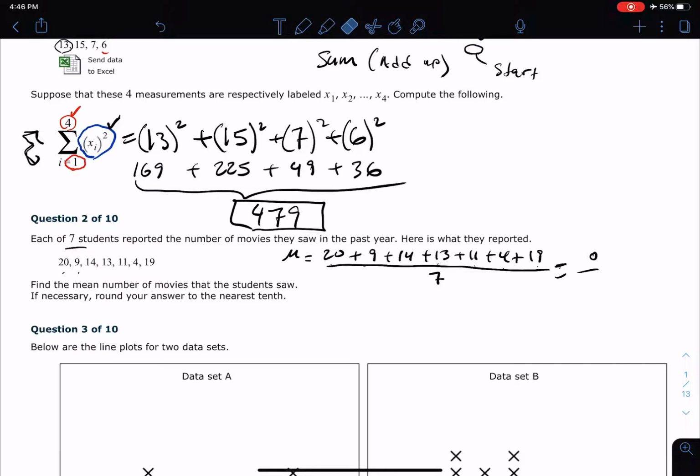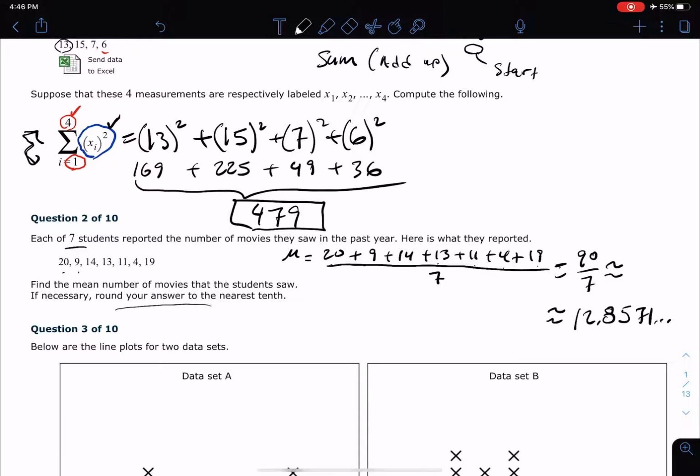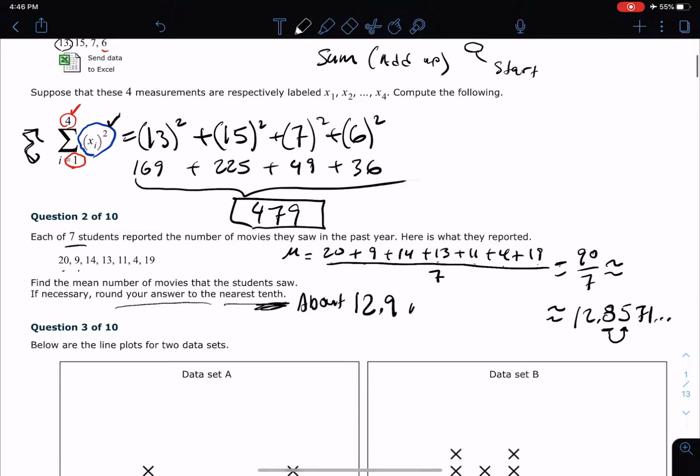90 over 7. And that is approximately 12.8571. And they said to please, if necessary, round your answer to the nearest tenth. So there's my tenths place, and I take a look at the digit to the right, that's 5 or greater. So we're going to round to the nearest tenth. That goes up to 9, 12.9, and these are movies.